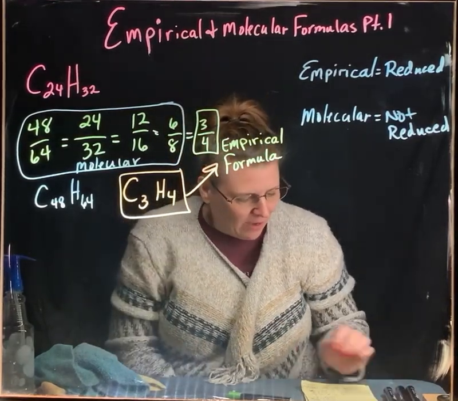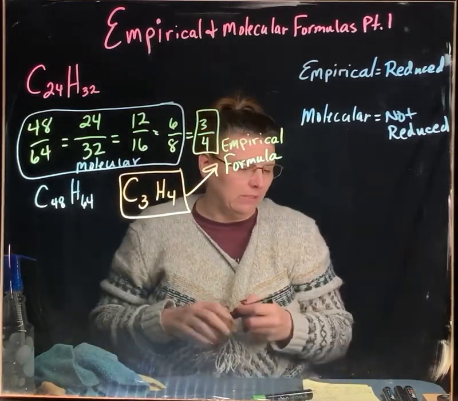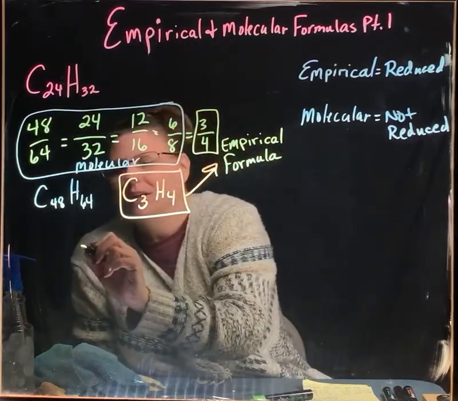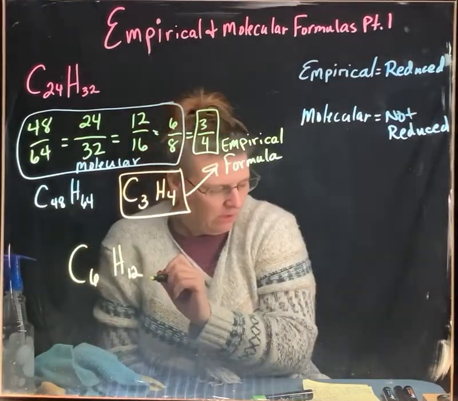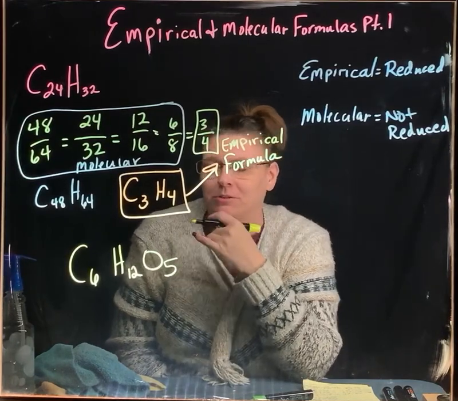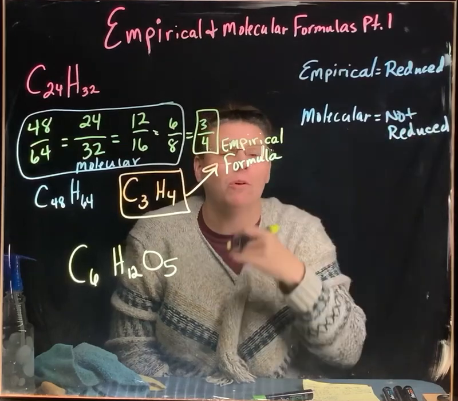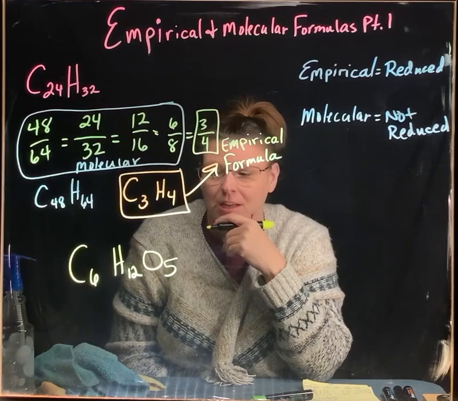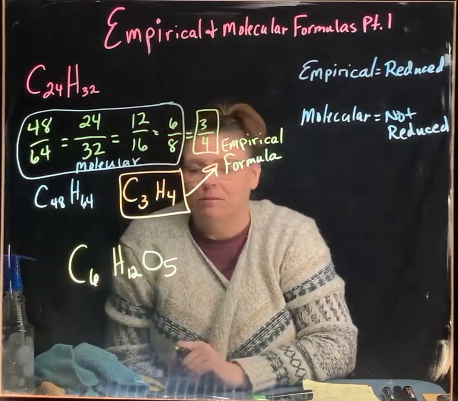So let's try a couple more. Let's do another one. Let's see if you can get what these are. Okay, so I have C6H12O5. Think about it for a minute. Stop the video if you need to. Is this empirical or molecular? Now remember, empirical is reduced, or the simplest or smallest form you can have. Molecular is not. Okay? Stop the video and think about it if you need to. But think about it for a second.